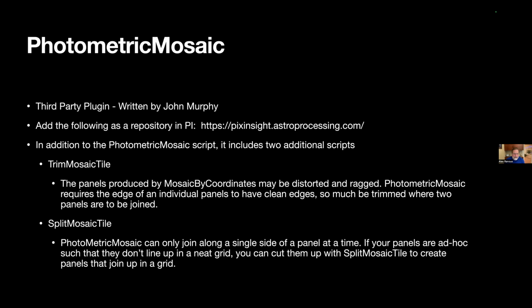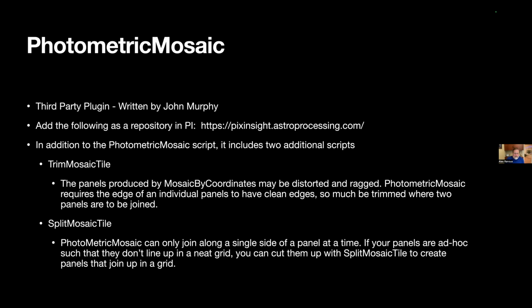Photometric mosaic requires that the edges of your individual panels are very clean. There's a tool called Mosaic by Coordinates, I'll get into that, but it creates the individual panels for merging, and it distorts the panels slightly to get them all to align, and you can end up with a kind of ragged edge as a result. So what Trim does is it basically crops your mosaic so that you get clean edges. So that's what that is.